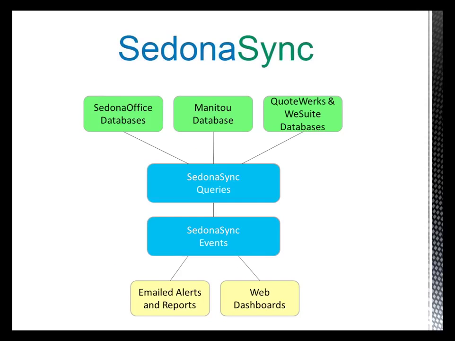To give you just a little bit of background on how SedonaSync actually works, what it does is connects directly to the SedonaOffice databases, and if you didn't also know, SedonaSync can also connect to Manitou, QuoteWorks, WeSuite, or just about any other ODBC compliant database, that meaning a SQL-based database. So SedonaSync is built in two parts. SedonaSync queries, that's the information that you pull out of the database, and SedonaSync events, which is the information that you send out. Then we can send that out using email or as a report or as a dashboard.